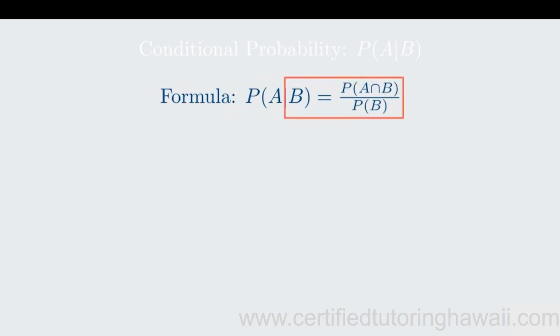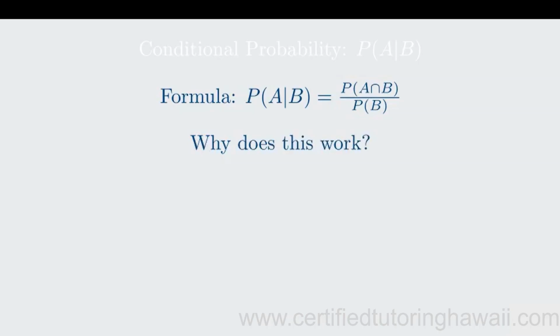It is important to remember that the event we are given always goes in the denominator. Take a moment to think about why this is. When we are told that event B has happened, the entire world of possibilities shrinks down to just event B. We are then only interested in the part of A that lives inside that new, smaller world.